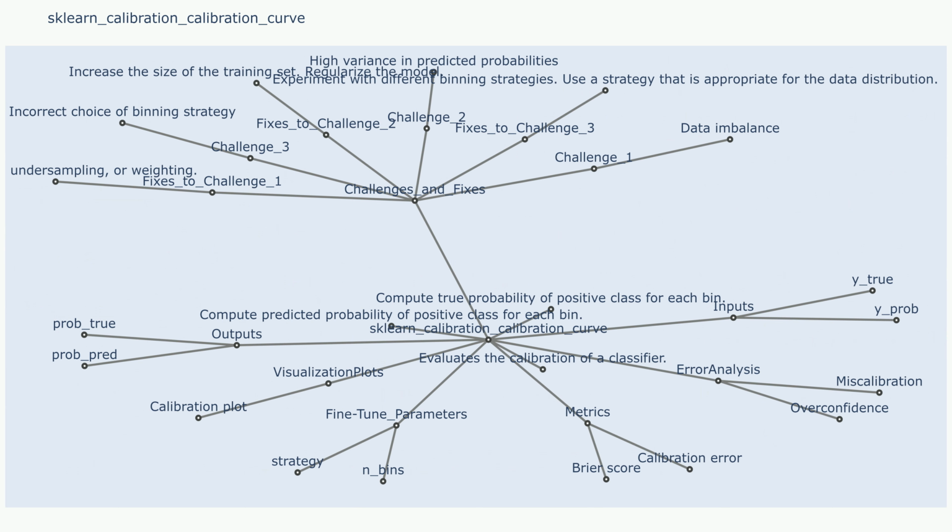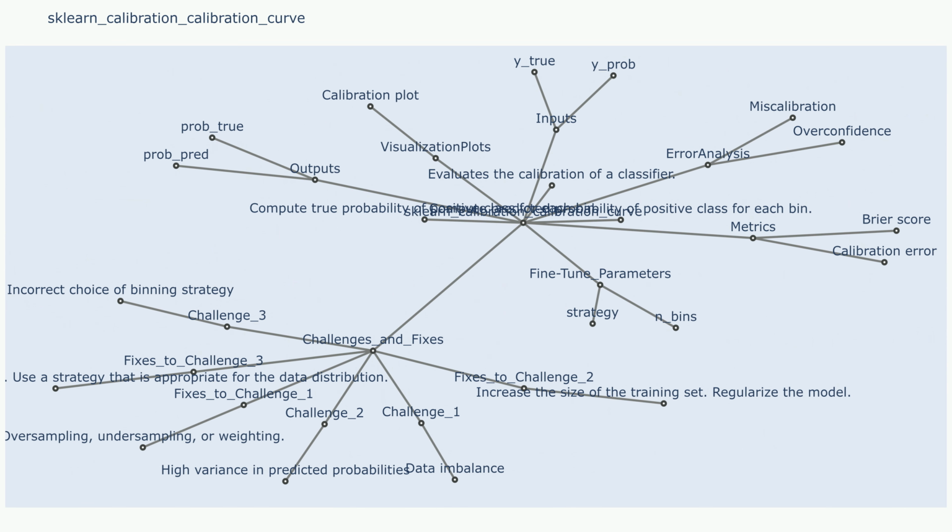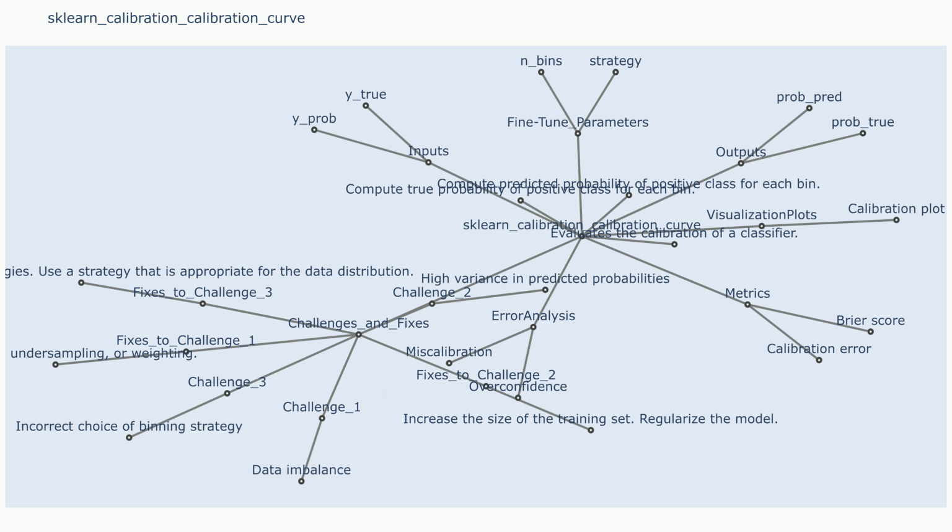Visualization plots. Calibration plot. This is a standard plot created by plotting prob_true against prob_pred. An ideal calibrated model would exhibit a straight line along the diagonal. Deviations from the diagonal indicate biases in the model's probability estimates. Fine-tune parameters. n_bins: experiment with different values of n_bins to find the optimal balance between fine-grained analysis and potential noise. Strategy. Choosing the appropriate binning strategy, uniform or quantile, depends on your dataset and the specific characteristics of your model.